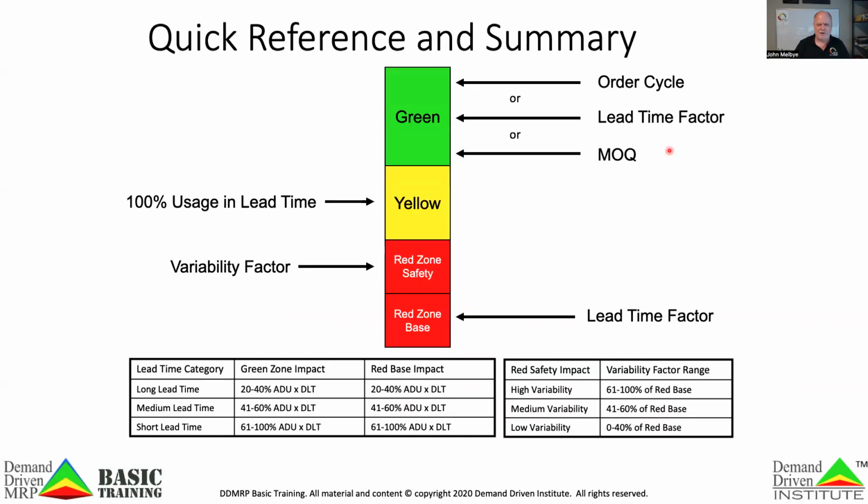Quick reference summary, we've got our order cycle, lead time factor, or MOQ. We don't always have all three of those. If you don't have an MOQ and you don't have a desired order cycle, then you use the calculated green zone. Maybe you have an MOQ and a lead time factor. Maybe you don't have the order cycle. Whatever combination you have, that's what we use. The yellow zone is always the same calculation, and the red zone takes into account variability from the lead time and then adds in the variability of either demand or supply.